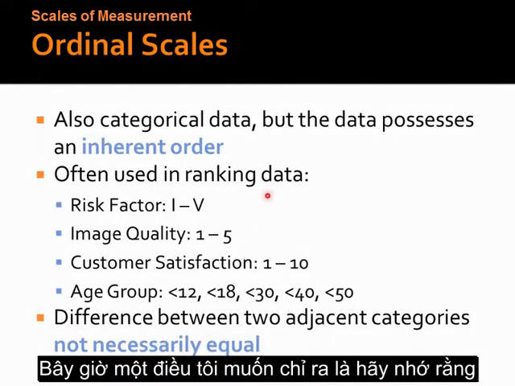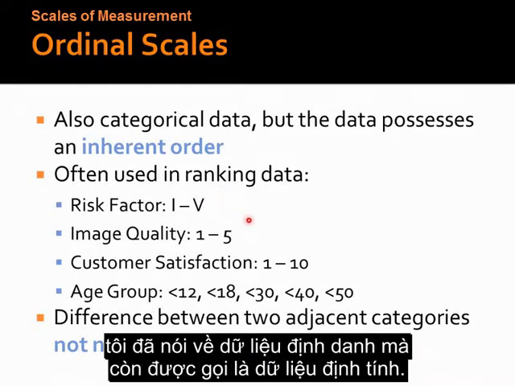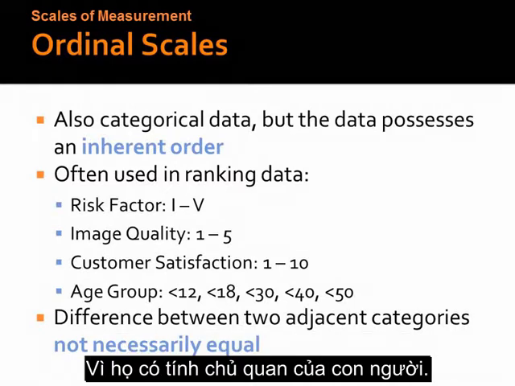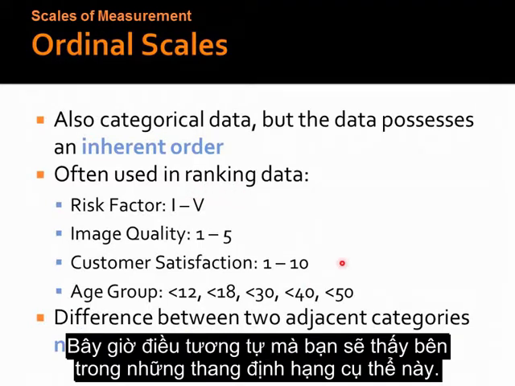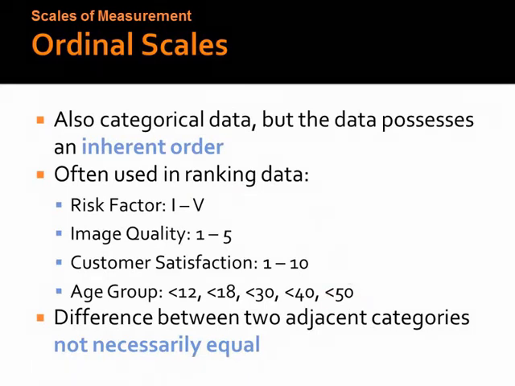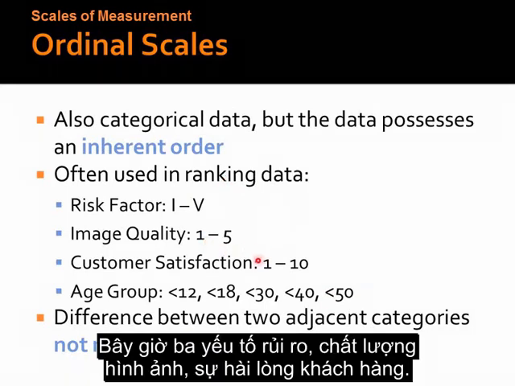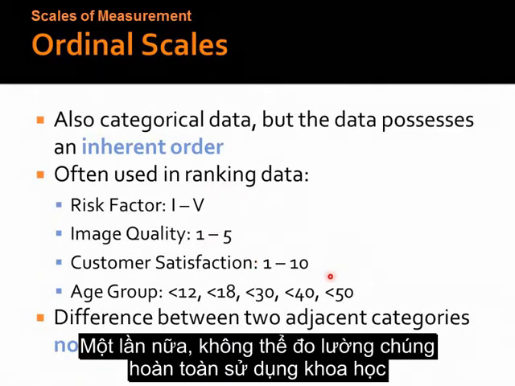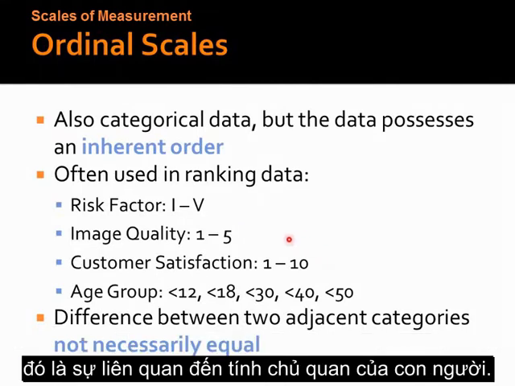Now, one thing I'd like to point out is that, remember previously I said nominal data is also known as qualitative data because there's a human subjective quality to it. The same thing you will see inside these ordinal scales, particularly for these three. I'll talk about the fourth one in a moment. These three, risk factors, image quality, customer satisfaction, once again, there's nothing purely, precisely scientifically measurable about them. There is a touch of human subjectivity to them.